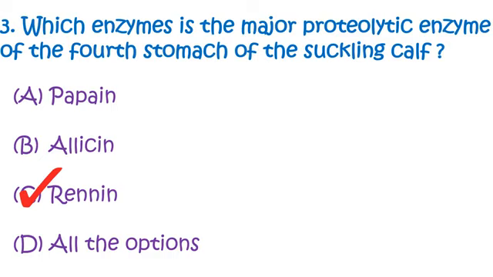compounds. So the other enzymes like the papain enzyme, it is also a proteolytic enzyme, but it is present in plants such as the papaya. Allicin is not an enzyme, but it is a compound which is present in garlic. The enzyme here is the alliinase enzyme, which converts alanine into allicin. So here our correct option is renin enzyme.